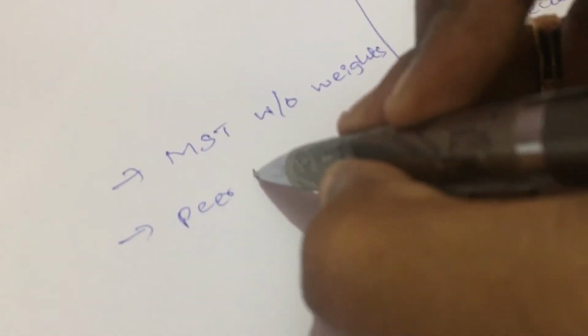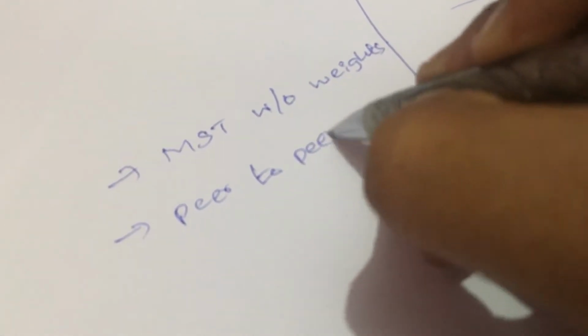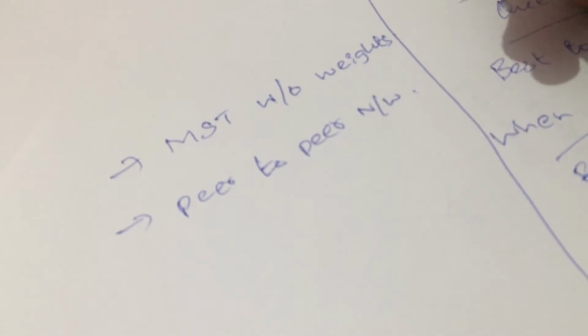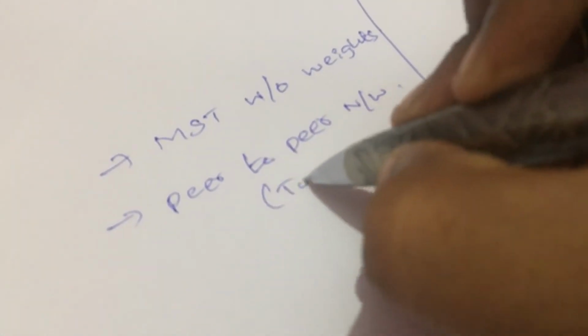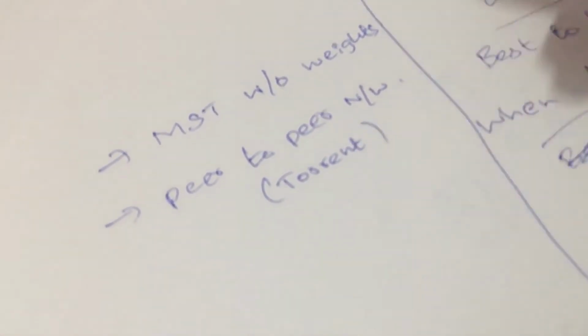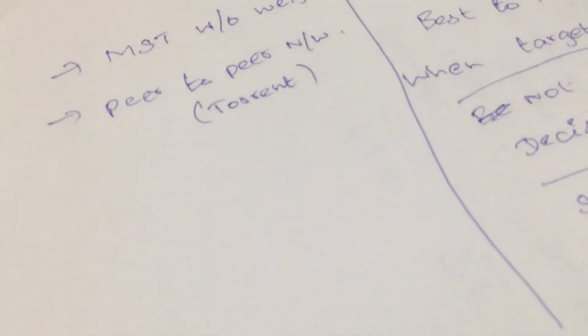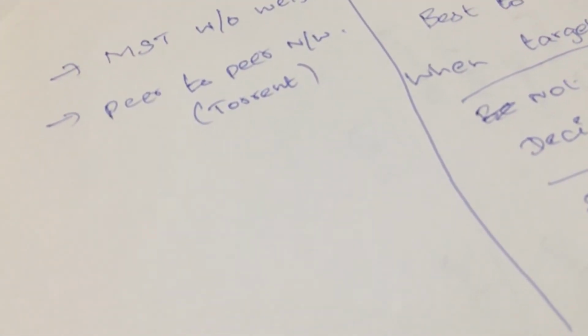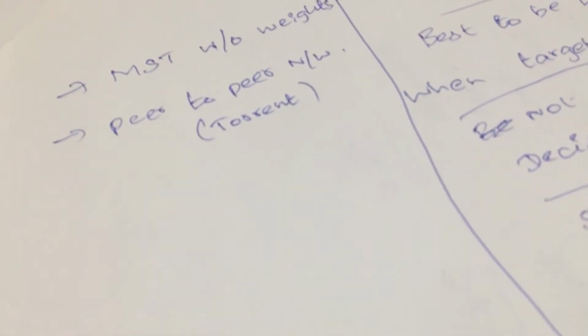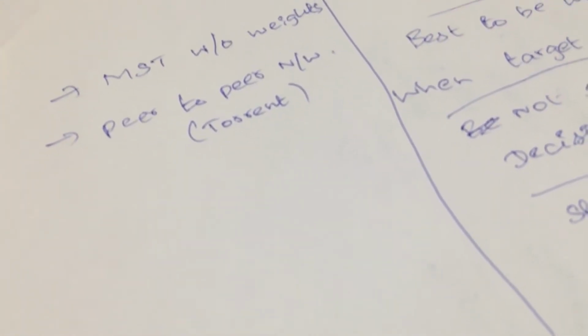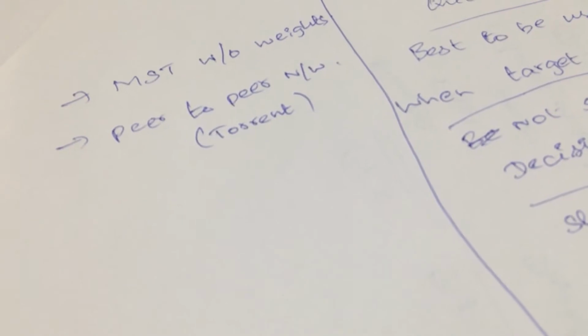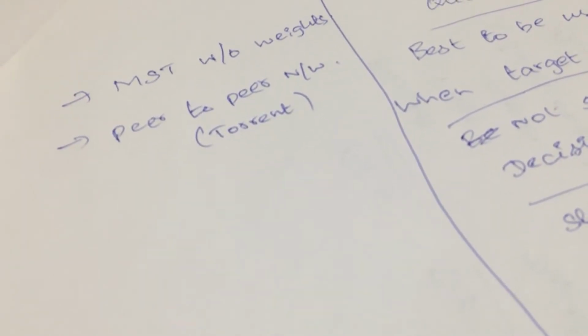Next is peer-to-peer network connections. For example, it can be any of your torrent sites. In a torrent site, you might have seen the seeding process and how it receives the data from that particular torrent site and so on. For peer-to-peer network connections, they use an algorithm which is implemented using the BFS technique.